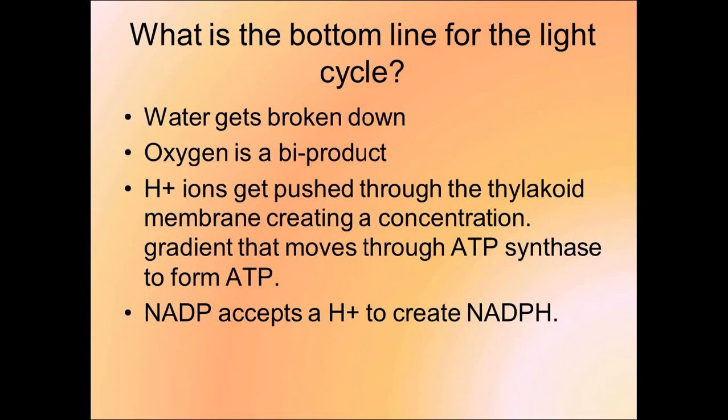In the light-dependent cycle, water is broken down. Oxygen is created as a waste product. The hydrogen ions move through the thylakoid's membrane, creating a concentration gradient to create those ATP molecules, and the NADP molecule is reduced to create NADPH, which is also an energy molecule. Remember, NADPH is the equivalent of 3 ATPs.